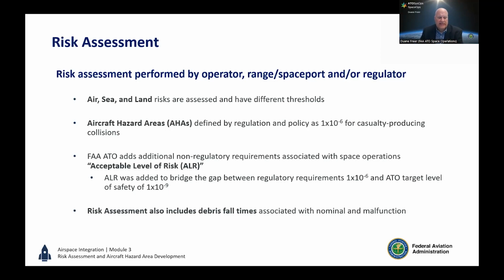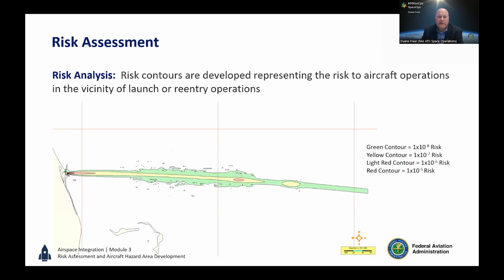And then the risk assessment not only defines the lateral boundaries of that aircraft hazard area, but it also includes debris fall times. So we both have debris fall times for nominal missions, for jettison type items or payload fairings. And then we also have debris fall times in the event of a malfunction. And those are critical to managing the system and maintaining the safety of the operation.